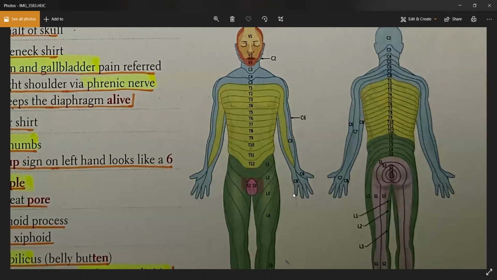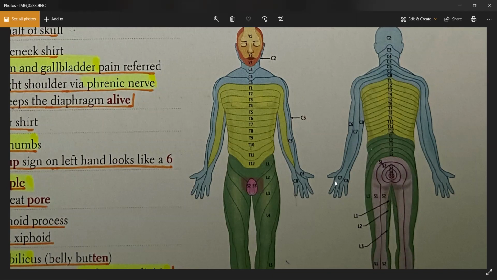C5 to T1 made the ulnar nerve. Or C7, C8, and T1. C8, T1 mainly, right? So as you can see, C8 supplies your little finger, and that's why the ulnar nerve also supplies your little finger, right? So you need to remember all these dermatomal distributions.